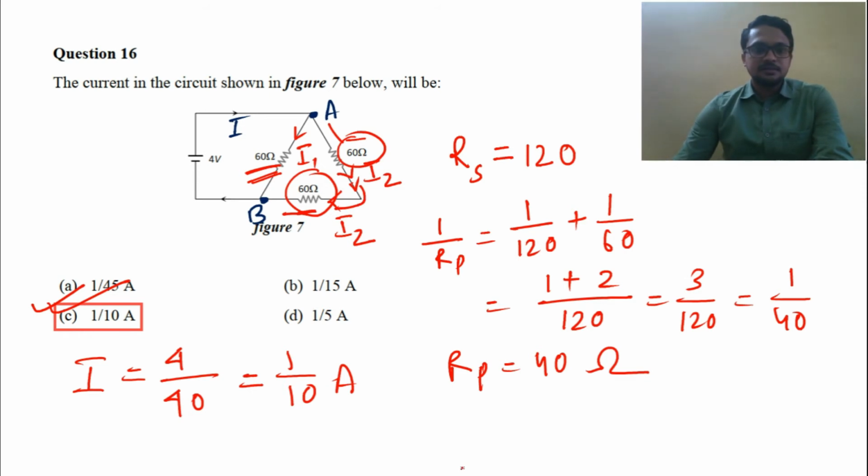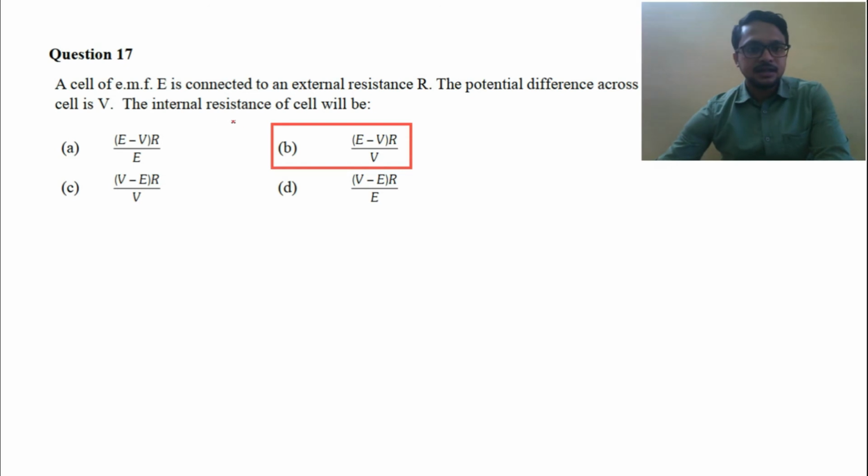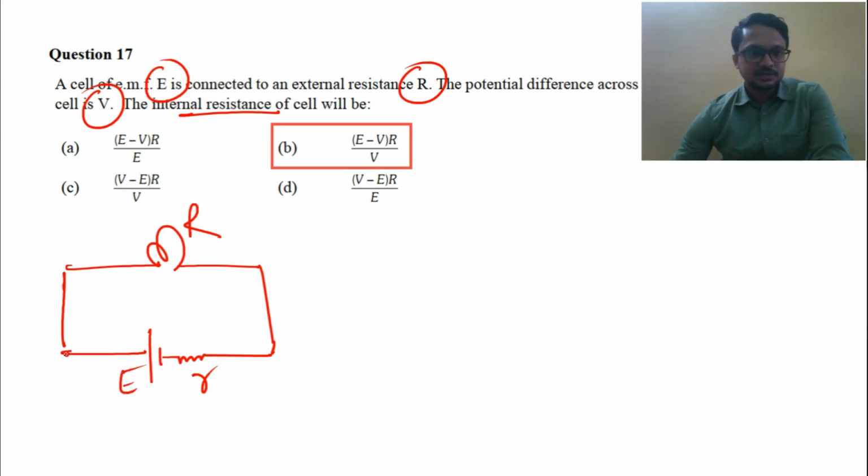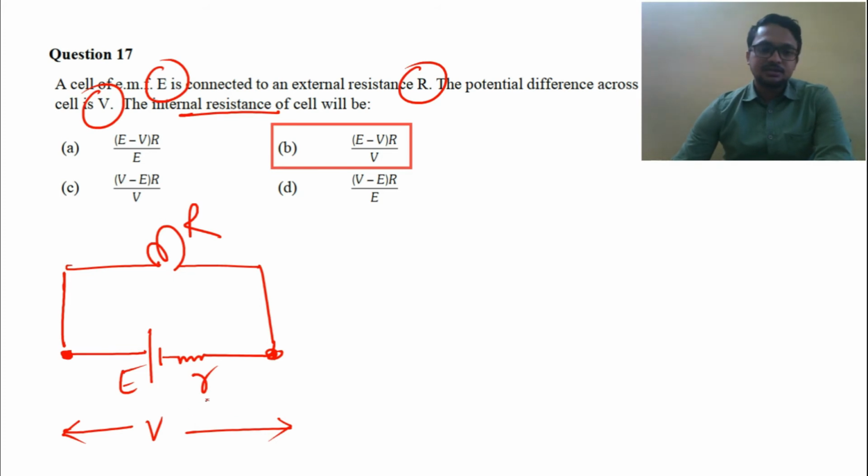Going to next question number 17. Cell of EMF E, external resistance R. Potential difference across the cell is V. Internal resistance expression you have to write. So this is one cell, this is internal resistance, and this is one external resistance. So external resistance R, internal resistance small r, EMF E, and potential difference across the cell is V. Now the same potential difference will come across this resistance also.